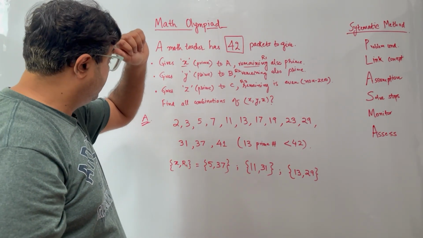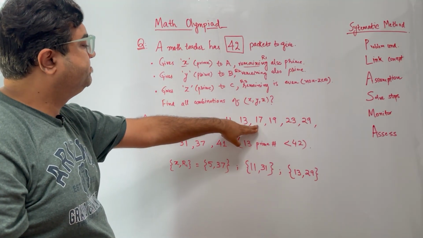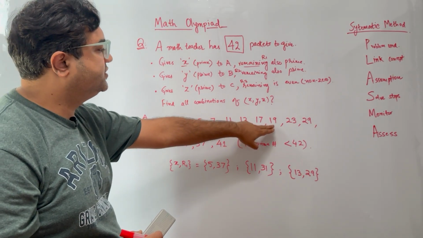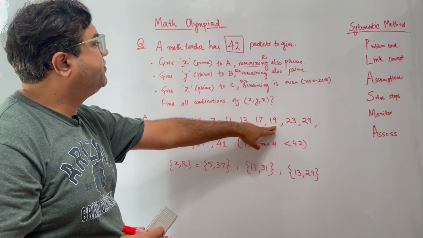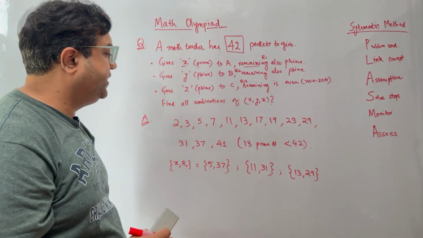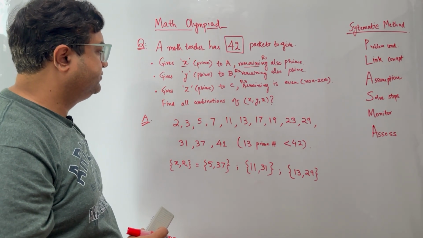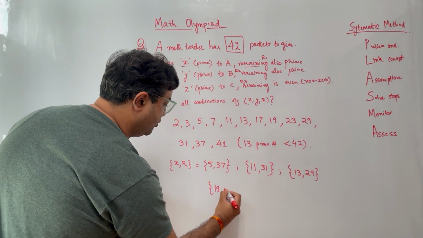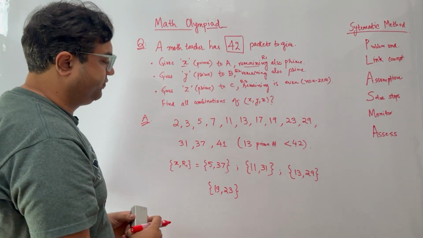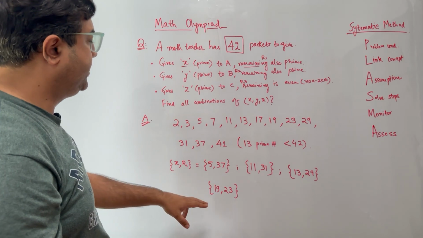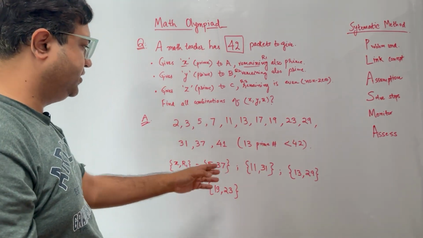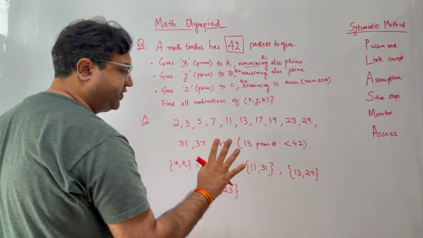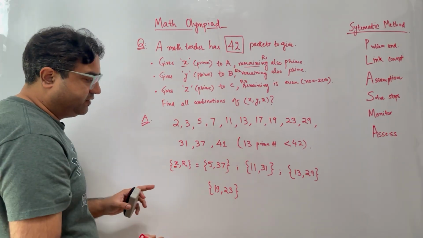Then we move to 17, and that will be 25, so not a combination. 19, and that will be 23. So 19 comma 23. Then for 23, we already have all the combinations, so we have reached from both ends. This is one pair, this is one pair, one pair, one pair. So we have 4 pairs where we have X.